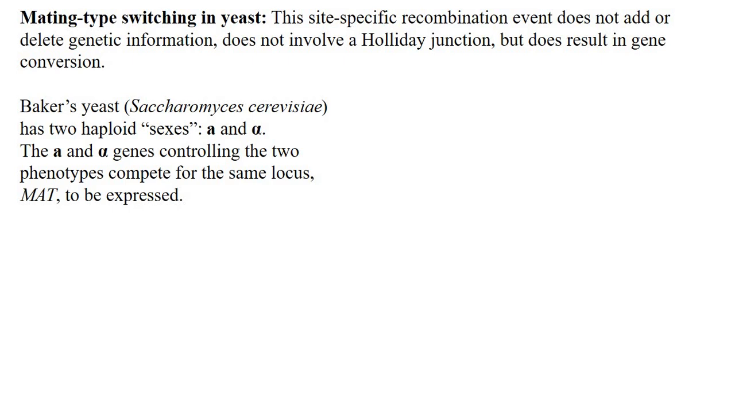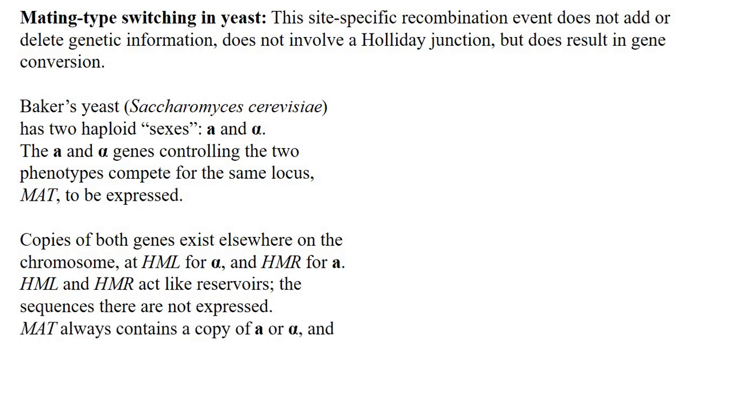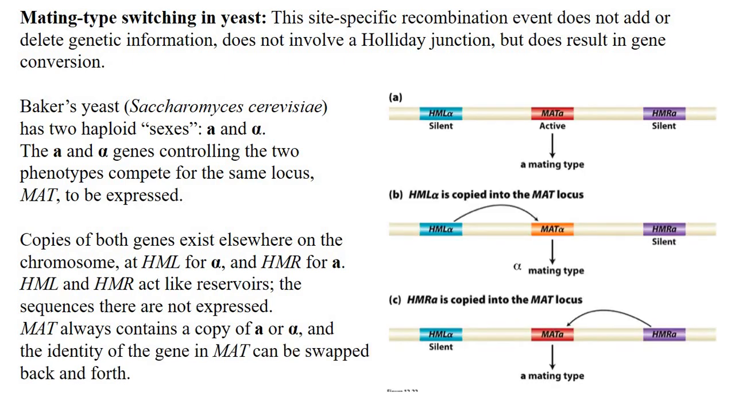So when conditions are changing and a diploid yeast needs to be made, then if there are all A's or all alpha, some of those yeast cells have to switch mating type in order to make a diploid organism. Copies of both of these genes already exist on the chromosome, alpha as HML and A as HMR, and these act like reservoirs. But both of these sequences do not express, only one expresses, depending on which one the MAT has in it.